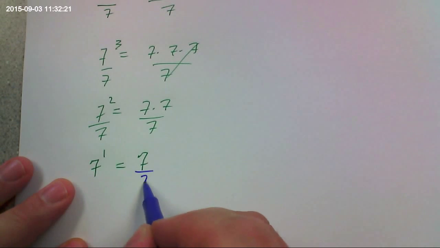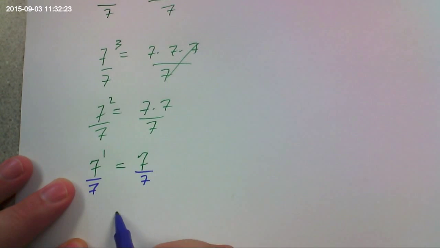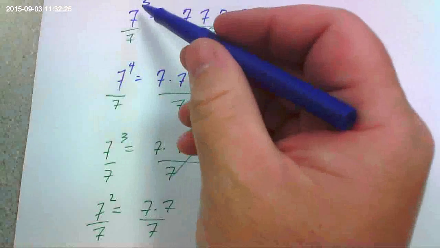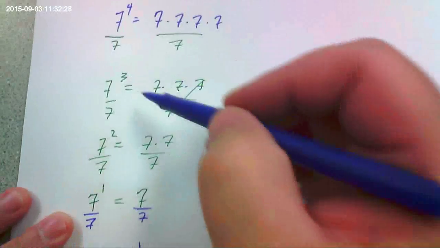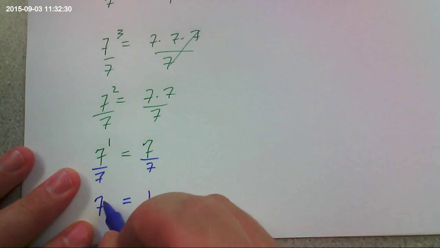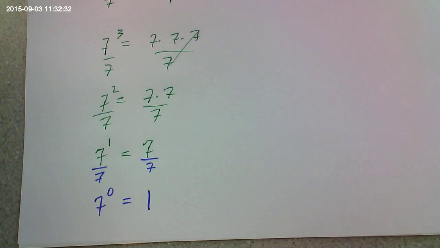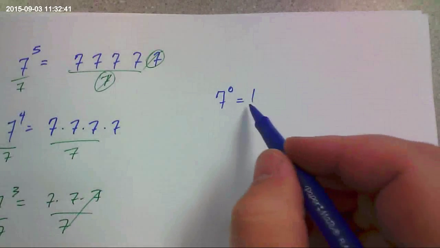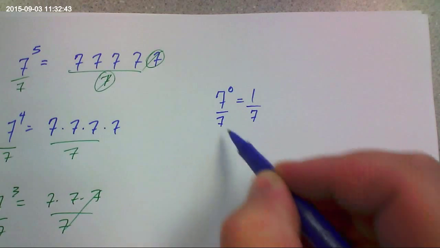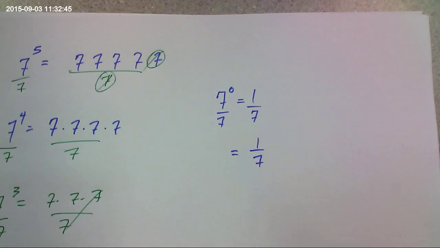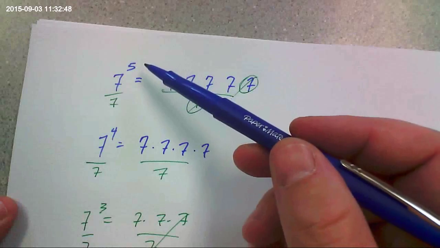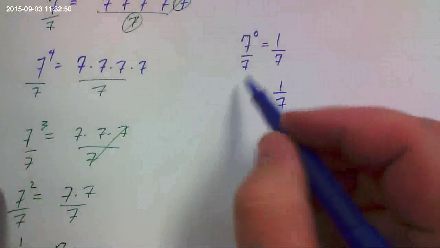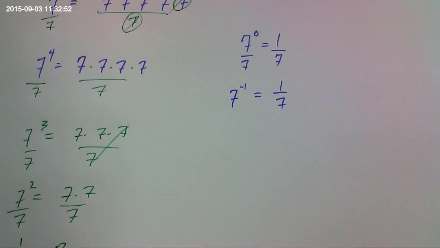Now if we did that again, we've got exponents, look at the exponents, 5, 4, 3, 2, 1, 0. That's why anything to the power of 0 is 1. Okay, now, we know that 7 to the power of 0 is 1. What if we continued? What if we went ahead and divided both sides by 7? We get 1/7. If you just count the exponents, 5, 4, 3, 2, 1, 0, negative 1.